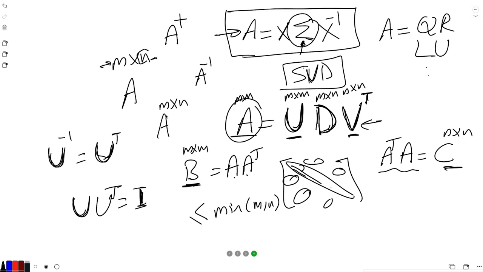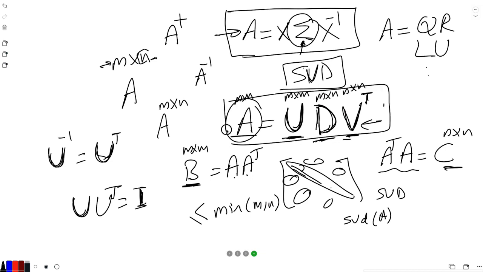It has also many applications, and in computer packages it is always implemented as SVD. So if you have Octave or MATLAB, if you generate any matrix A and you just write SVD of the matrix A, it will give you the matrix U, the left singular vectors of the matrix A, and also the diagonal matrix with the singular values, and also V transpose, which is the right singular vectors, or the eigenvectors, of the matrix A.